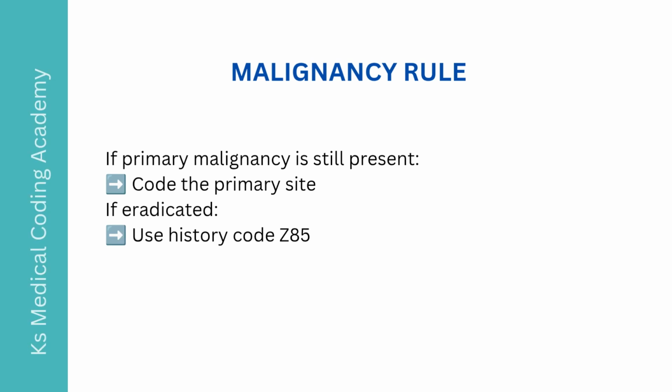Malignancy rule. When a malignant tumor is still present, code the primary site of the malignancy. However, if the malignancy has been completely eradicated, coders must use a personal history code, such as Z85, to indicate a history of cancer.